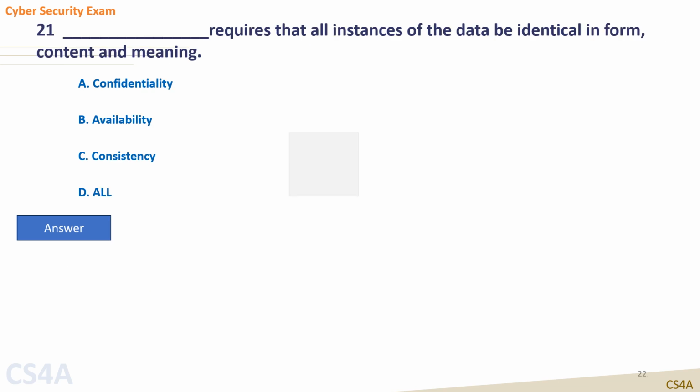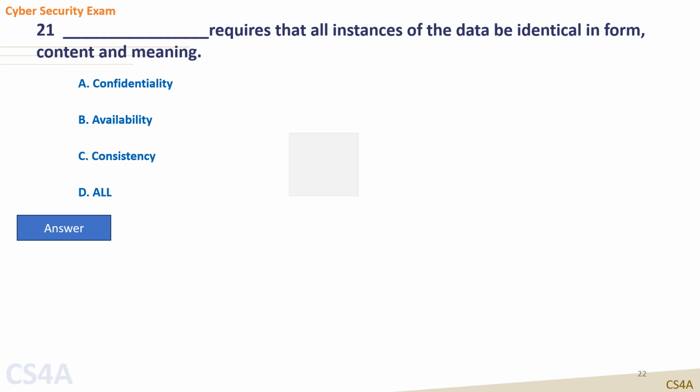The first question is, which requires that all instances of the data be identical in form, content, and meaning. The options are confidentiality. This is not the correct one, because confidentiality is related to protecting sensitive information from unauthorized users. And availability, that's also not the correct one. Availability is giving access to the system when required. And consistency is the correct answer because it states that data should be identical.